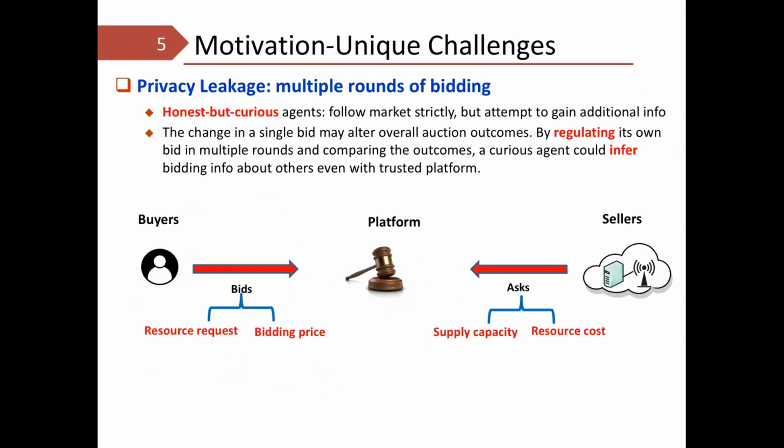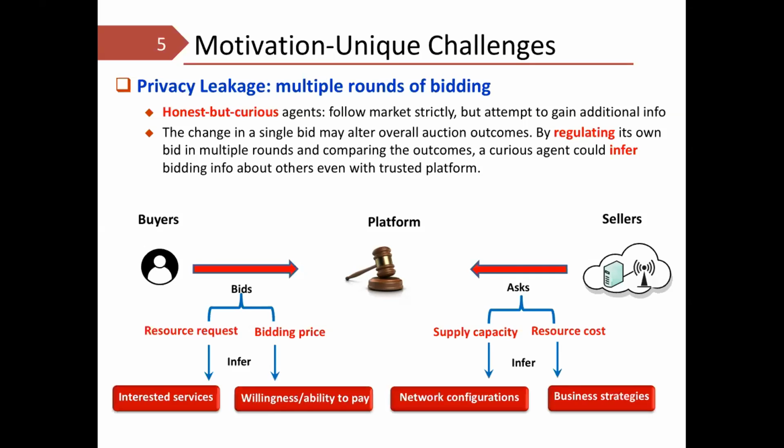However, multi-round bidding will incur possible privacy leakage. Despite a trusted platform, there could exist honest but curious agents who follow the mechanism strictly but attempt to gain additional information. By regulating its own bid in multiple rounds and comparing the outcomes, a curious agent could infer other bidders' knowledge, which contains a lot of personal and private information, such as users' interested services or willingness to pay, and servers' network configurations or business strategies. Therefore, the bid privacy issue, if not properly addressed, will discourage privacy-sensitive agents from participating in the market.